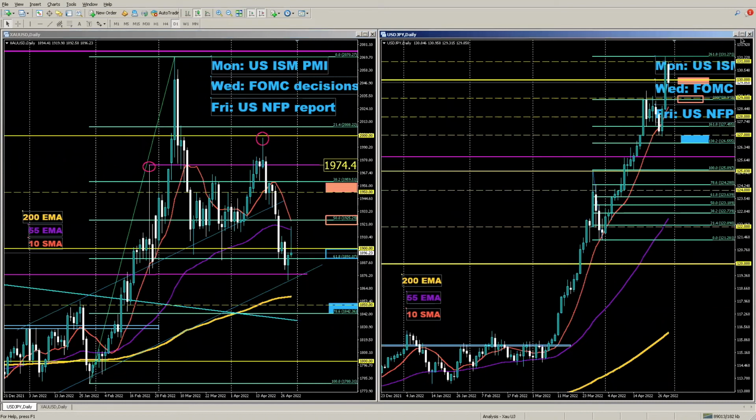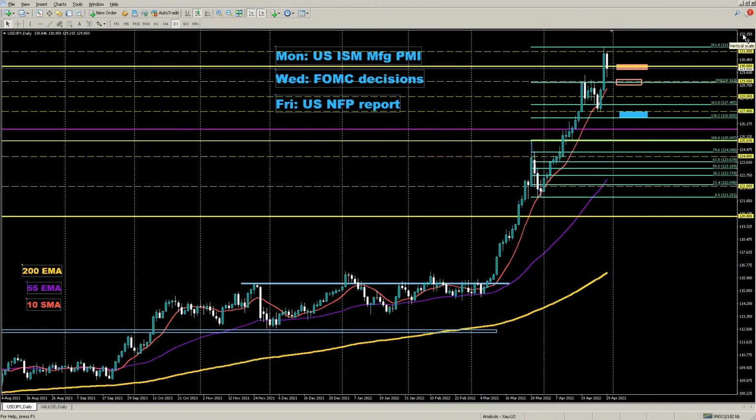All right, moving on to dollar yen, and after a slight pullback, it has rallied back up through the resistance zones, through the key 130 round figure, and all the way to hit the 262 FIB extension, just slightly above the 131.00.